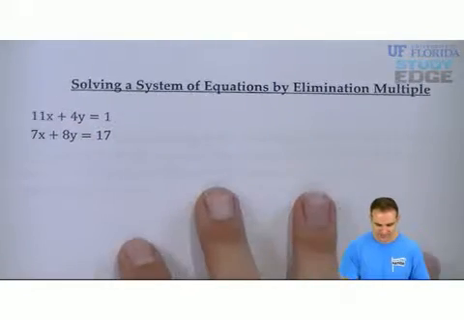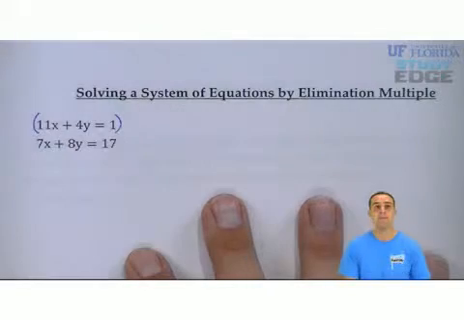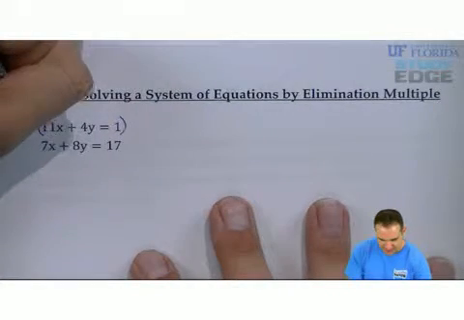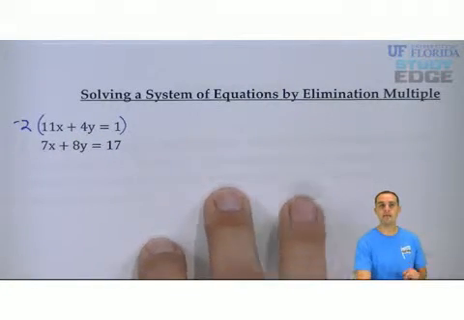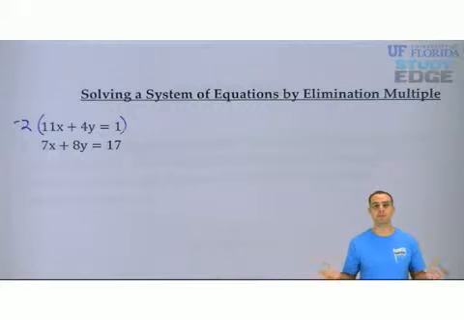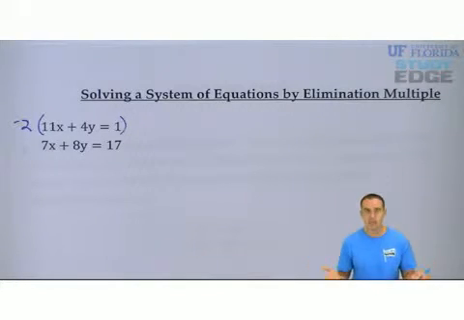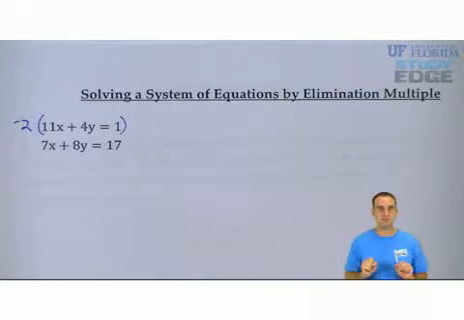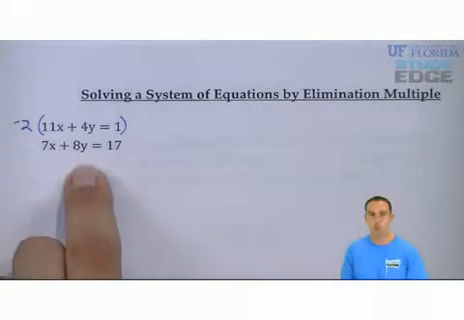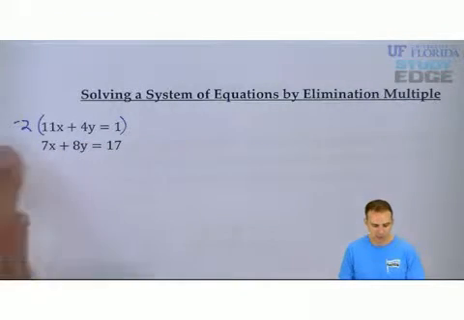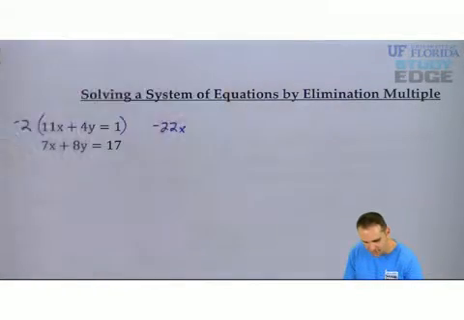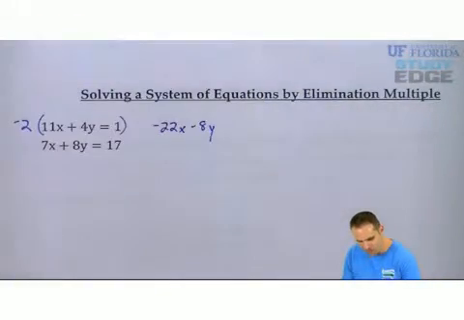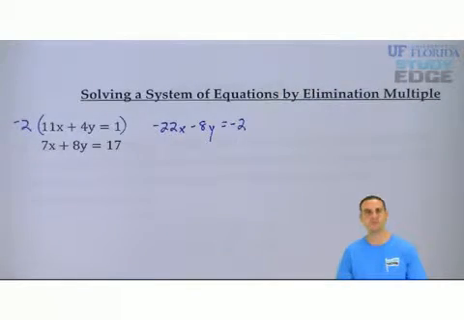So what I'm going to do is multiply the top equation by not just 2, but negative 2. That way I will have 8 and negative 8. Remember, you can take any equation and multiply by any number you want. It would still be the same equation, just a different multiple of it. The reason I'm multiplying by negative 2 is because I want them to match. I want 8y and negative 8y. So by multiplying the top equation by negative 2, I get negative 22x minus 8y equals negative 2.